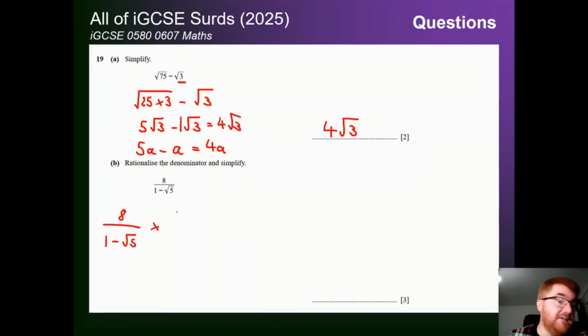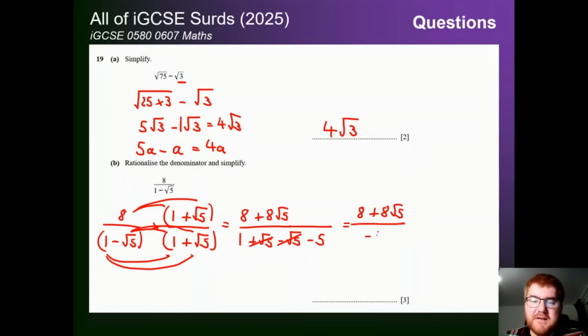Then if we continue, we get 8 plus 8 root 5. We have the cancellation in the middle. That gives us then 1 minus 5 is minus 4. And we're not finished at this point. You have to look out for cancellation here. Notice 4 goes into this number, and this number. If that's the case, you have to simplify through.